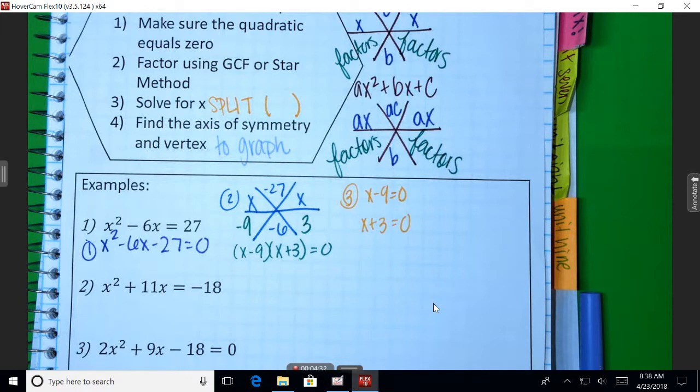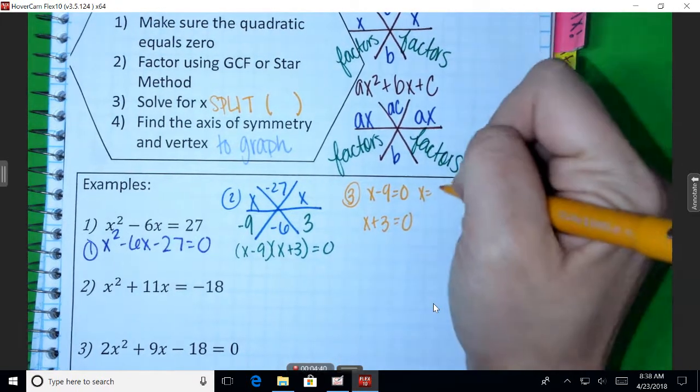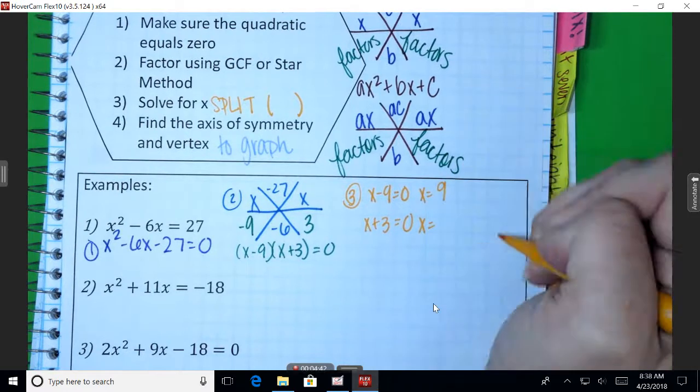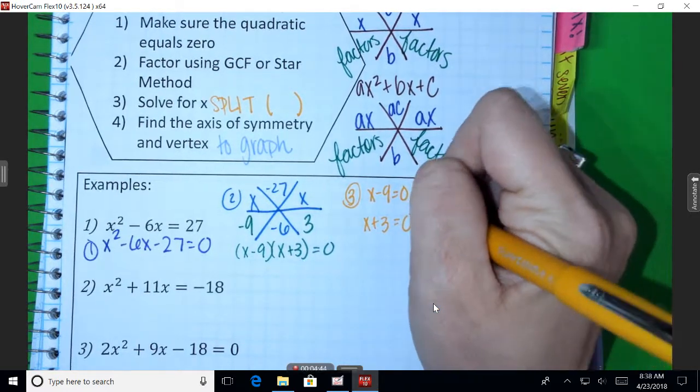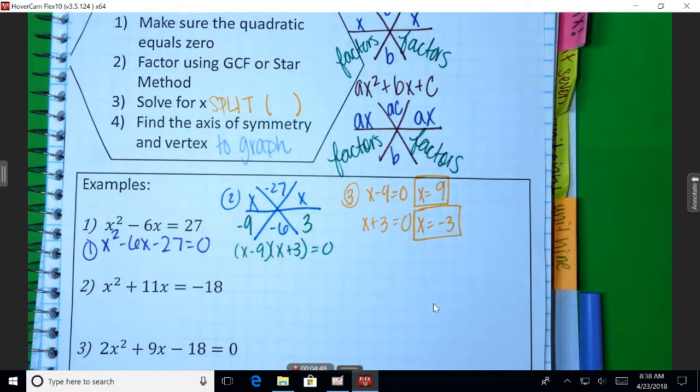And that gives you your x-intercepts. So for our first x-intercept, what does x equal? 9. And for our second x-intercept, what does x equal? Negative 3. Those are your solutions. Ta-da! Technically, you'd be done if I wasn't going to make you graph.